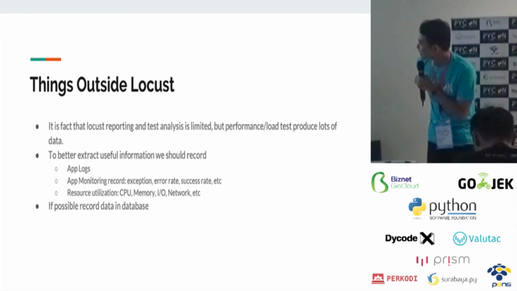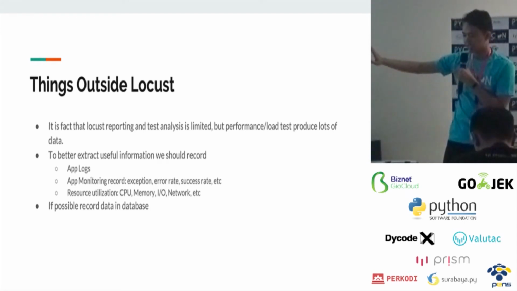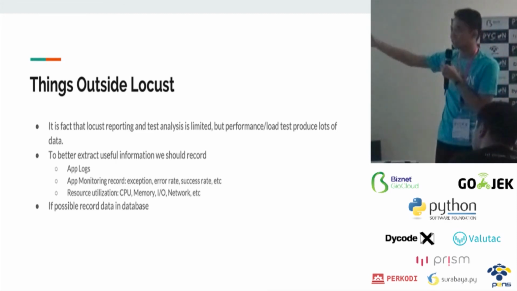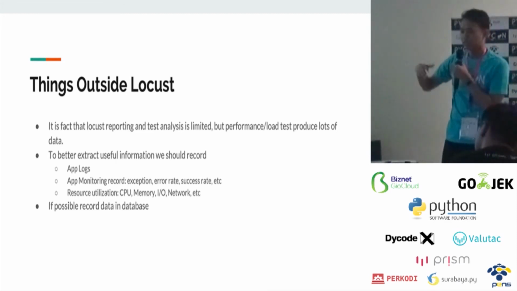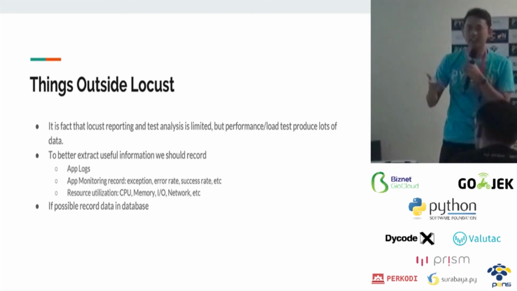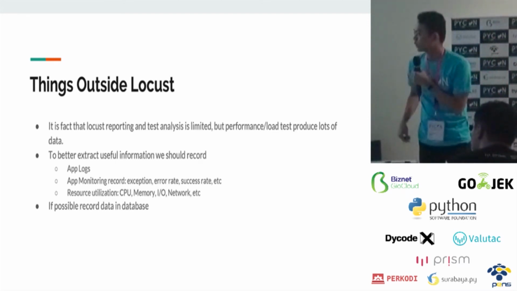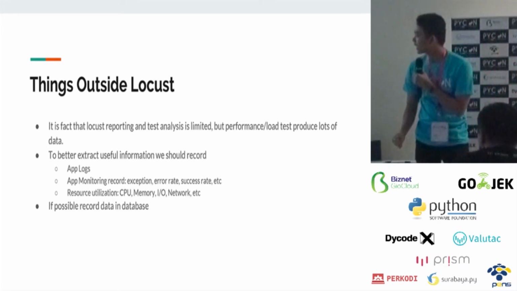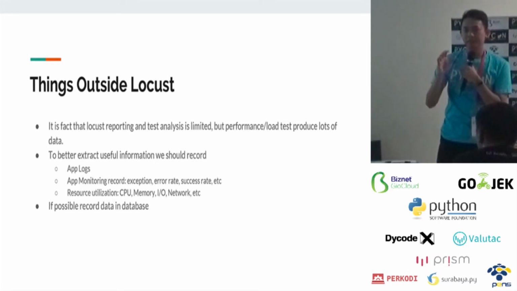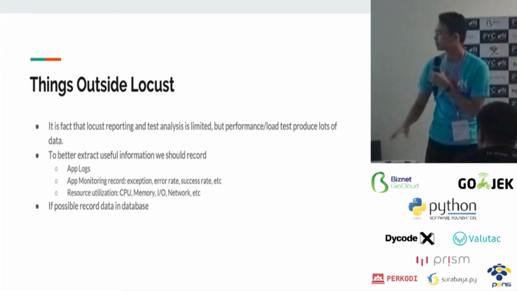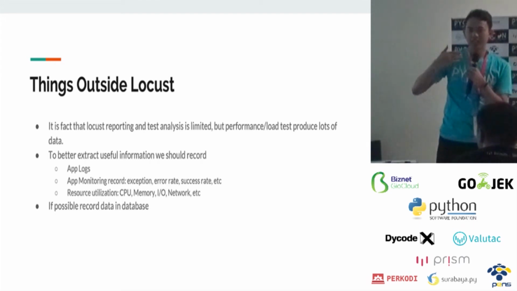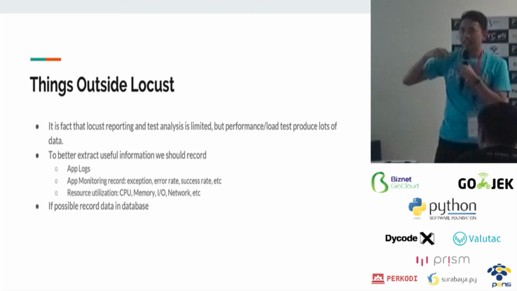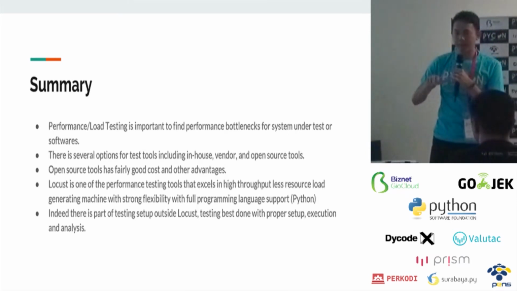And there are some things that you should record, something like app log. When your app maybe crashes while you are doing tests, you need to see the app log, and then app monitoring, recording exceptions, error rate, success rate, etc. And you can also monitor the resource utilization of your host machine. And if possible, put the records in the database. Because maybe if you run the tests gradually, 3 months from now, you want to look at the database and see, oh.